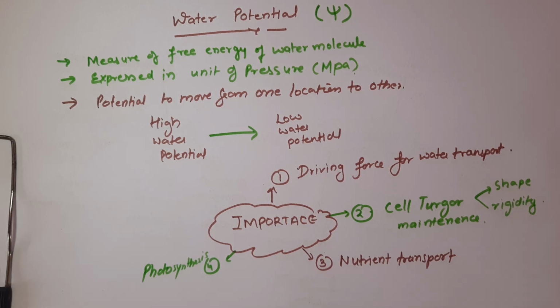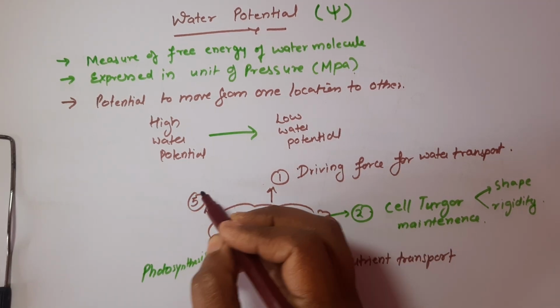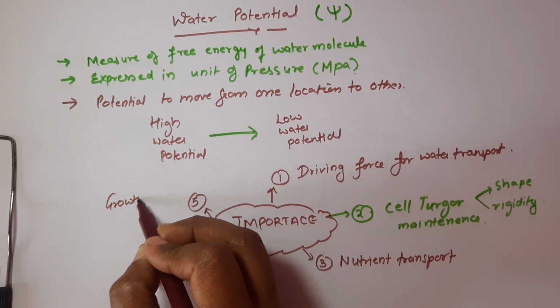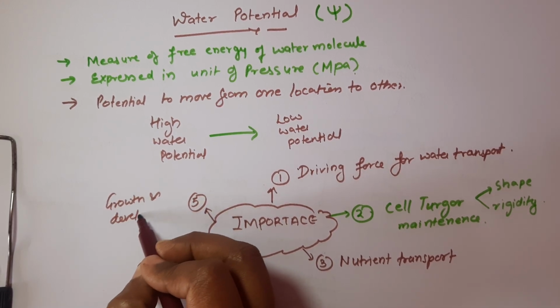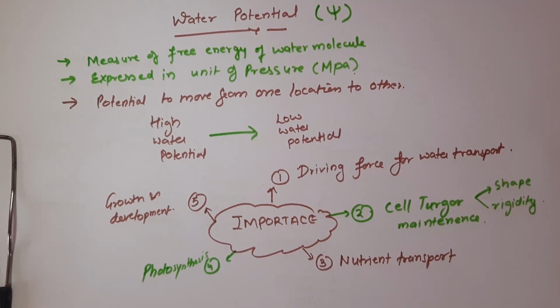Now the last but not the least is growth and development. We already discussed that cell expansion and turgor pressure rely on water potential. If the cells maintain their proper shape, rigidity and structure, then growth is normal and the plant will develop at its own pace. If the cell loses its turgor, then eventually the cell will be damaged and the tissue will die. So water potential plays a huge role in the growth and development of the plant also.